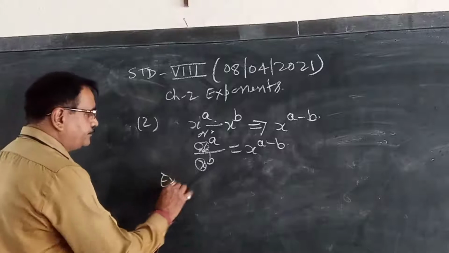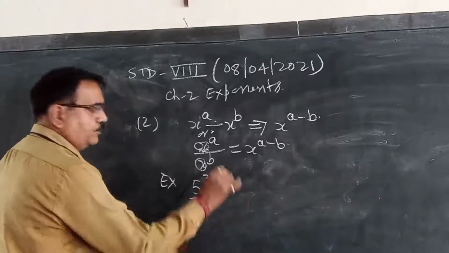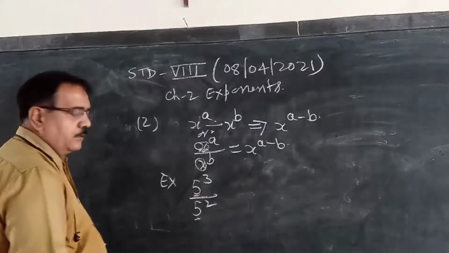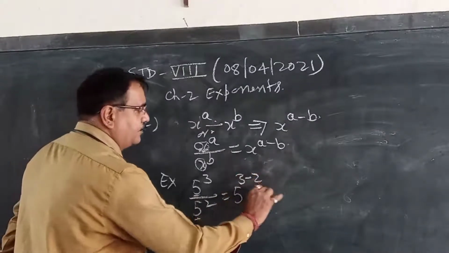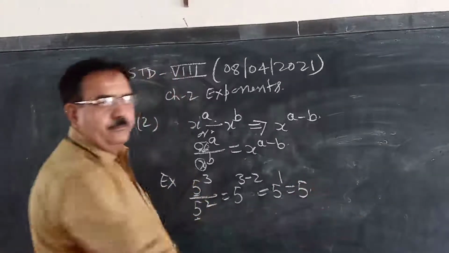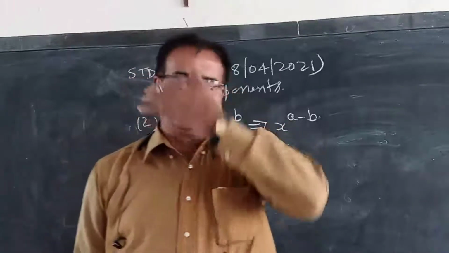Example: 5 to the power 3 divided by 5 to the power 2. Since the base is the same, 5, and the division sign is there, the powers will be subtracted, 3 minus 2, that is 5 to the power 1, meaning the answer is 5. This is the second law of exponents.